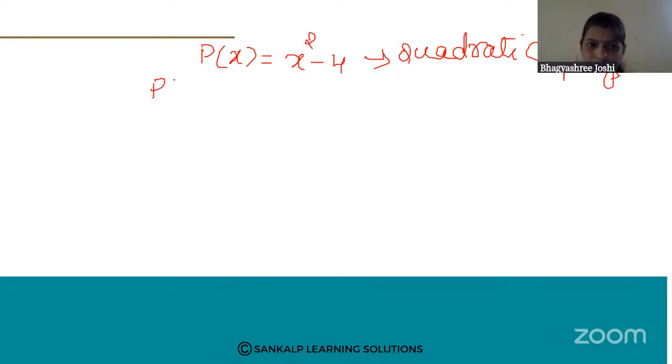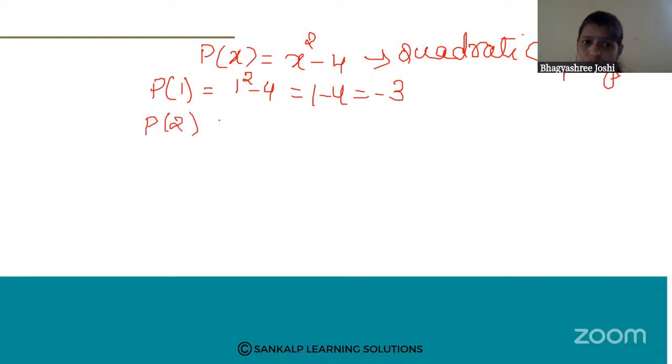For that, p of 1. So, first, let's start with 1. 1 square. Substitute the values and check. 1 square minus 4, that is 1 minus 4. It is minus 3.